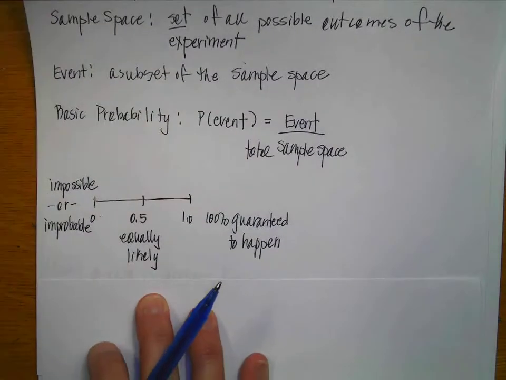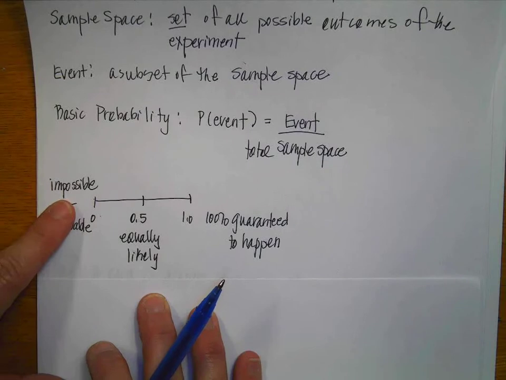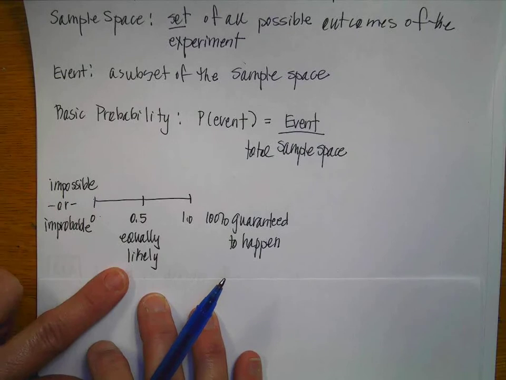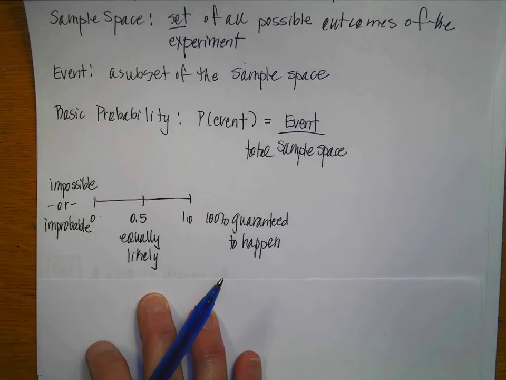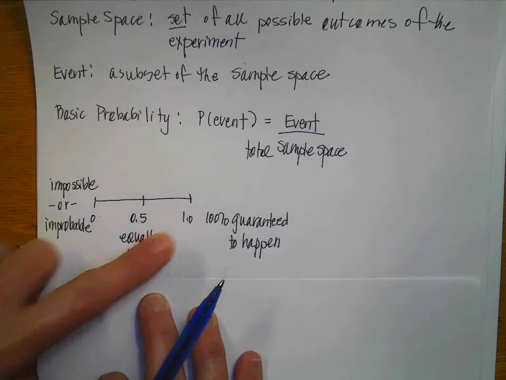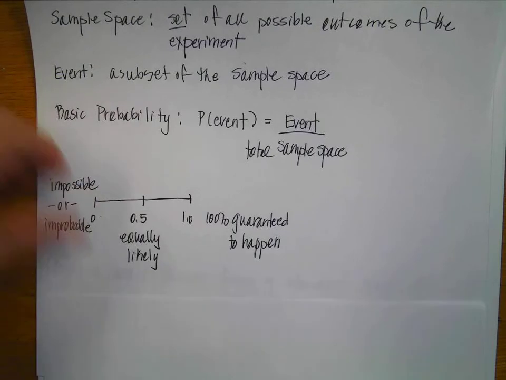Just some numbers for probabilities. If you get that the probability is 0, that means that event is either impossible or improbable, okay? If you get a probability of 0.5 or 1/2, that means that it's equally likely to occur or equally likely to not occur. And if you were to get a probability of 1.0, that's a probability of 100%, so it is guaranteed to happen.